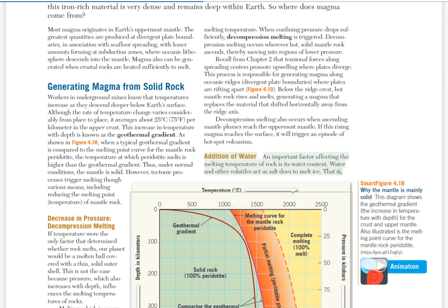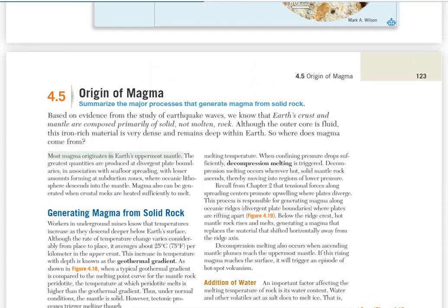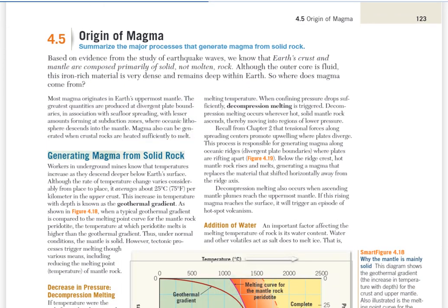That is, most magma originates in Earth's uppermost mantle. The greatest quantities are produced at divergent plate boundaries, in association with seafloor spreading, with lesser amounts forming at subduction zones, where oceanic lithosphere descends into the mantle. Magma also can be generated when crustal rocks are heated sufficiently to melt. Generating magma from solid rock.